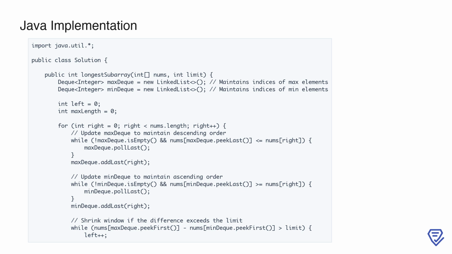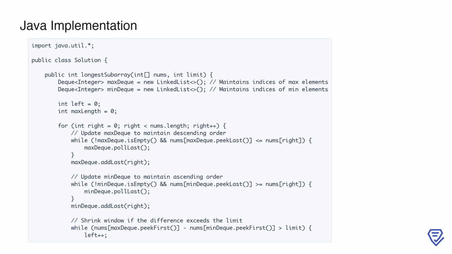To efficiently manage the maximum and minimum values within the current window, we utilize two deques, maxDeque to maintain indices of the maximum elements in descending order, and minDeque to maintain indices of the minimum elements in ascending order. These deques help us dynamically track the bounds of the window. We also initialize two variables, left to track the starting index of the sliding window, and maxLength to store the maximum length of a valid subarray.